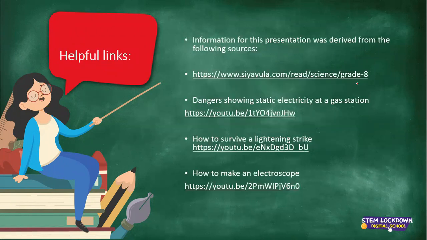Here are good sites for you to see. All the information is derived from the website, and the Department of Education uses this as their natural science workbook. There is a good site showing you the dangers of static electricity at a gas station. If you want to see how it can actually ignite, you can visit this YouTube address. And if you want to learn how to survive a lightning strike, because one of the learners asked that question, you can watch this video here.